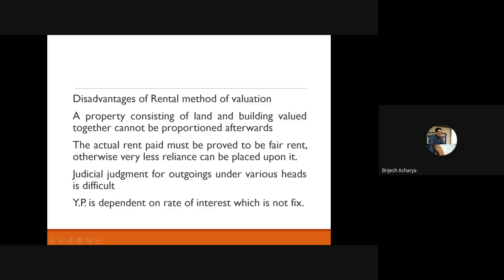Judicial judgment for outgoings under various heads is difficult. I do not have time; I have to complete this presentation in 1 hour. Otherwise, there are many examples in which certain outgoings claimed by the owner or landlord of a particular property are not accepted by the court. Okay, so this is again a separate topic.